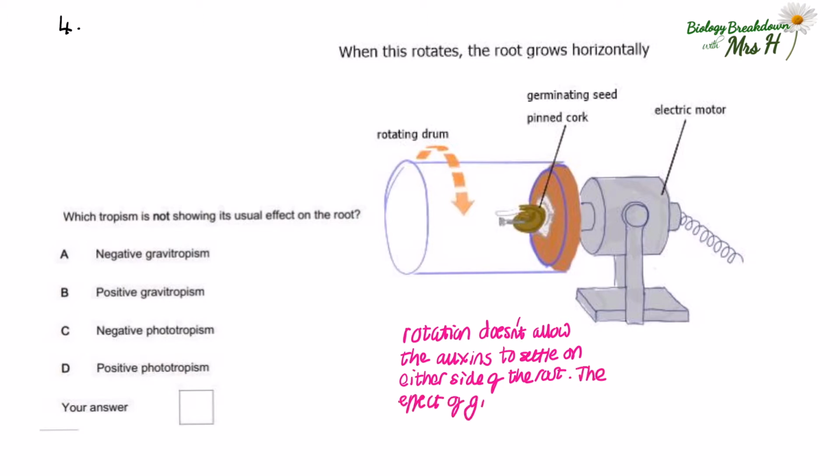We are removing the effect of gravity that normally causes auxins to collect on the underside. So we are removing the ability for positive gravitropism, which is B.